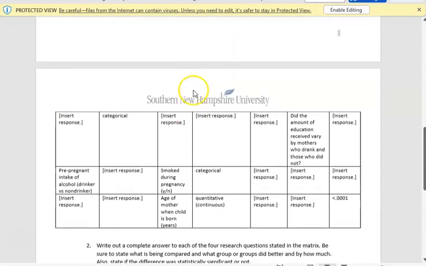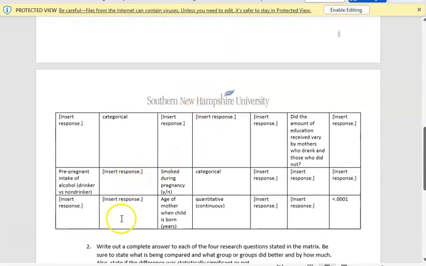And just go ahead and finish the third and fourth rows.